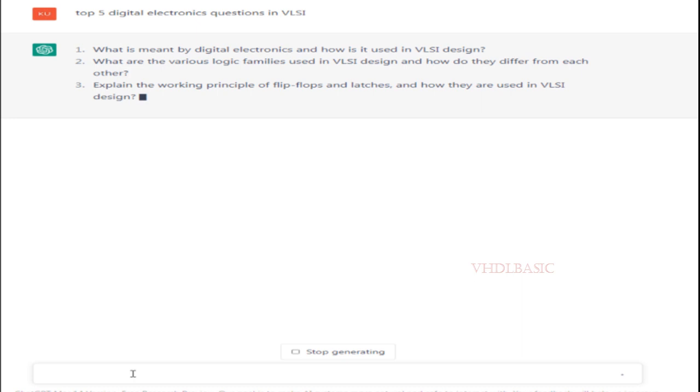the value is held until the next clock edge. The output of the flip-flop is the stored value Q and its complement Q bar. There are also other types of flip-flops such as JK, SR, and T flip-flops. Flip-flops are used in VLSI design to store digital data, register values, and implement sequential logic circuits such as counters, shift registers, and state machines.